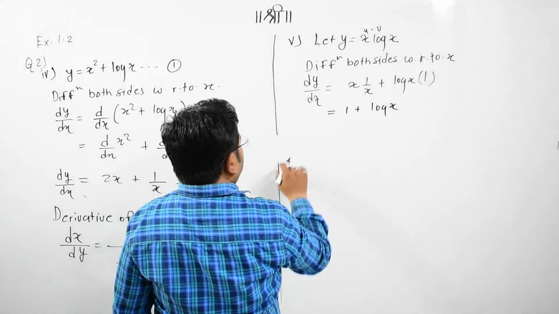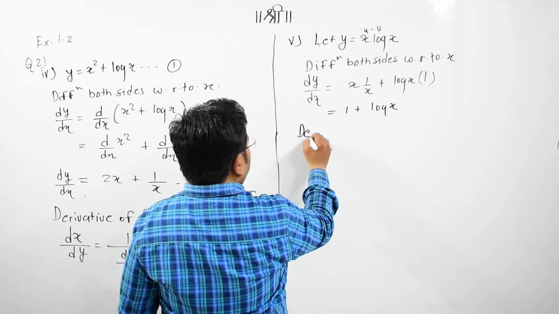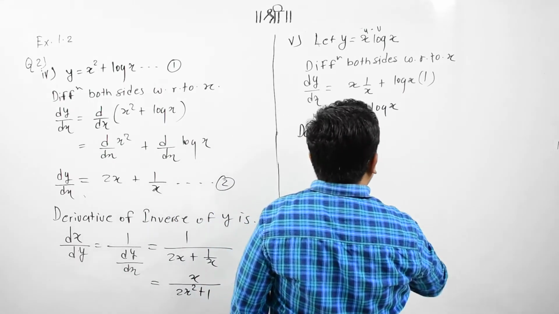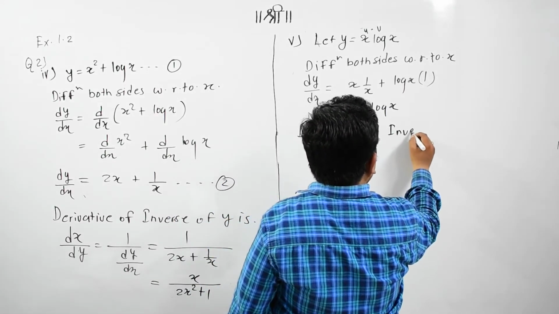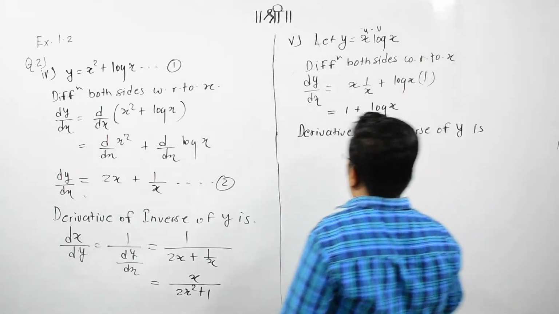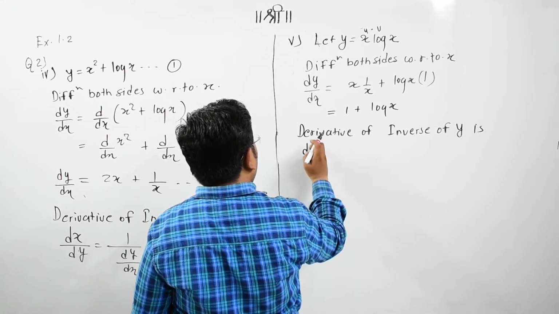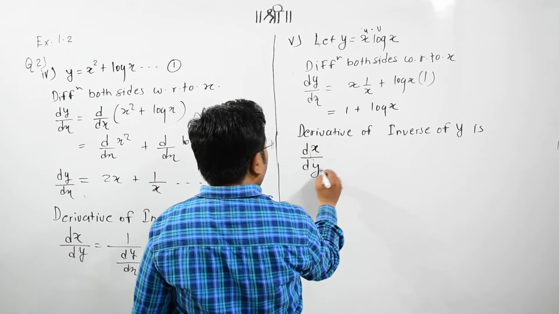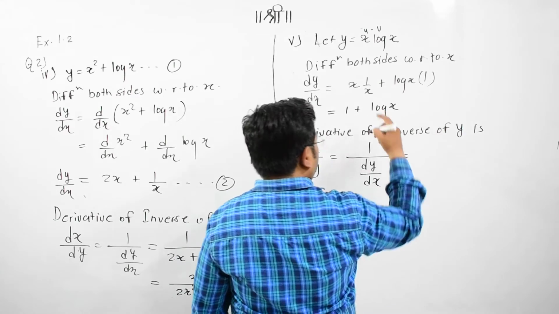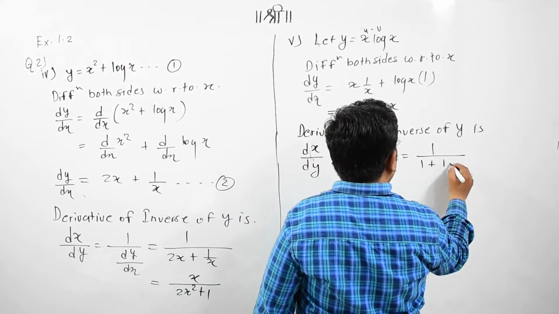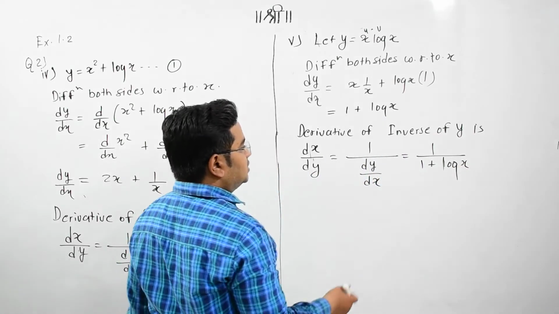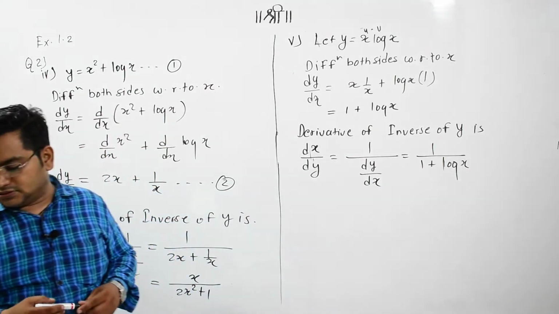Now, next step, what we need to do? We need to find the derivative of the inverse of y: dx upon dy is equal to 1 upon dy upon dx, which is equal to 1 upon 1 plus log of x. So simple. Now, next step, nothing to do with this. There is no further step. That is the final answer, just look at it.